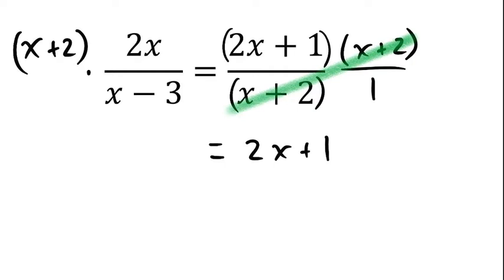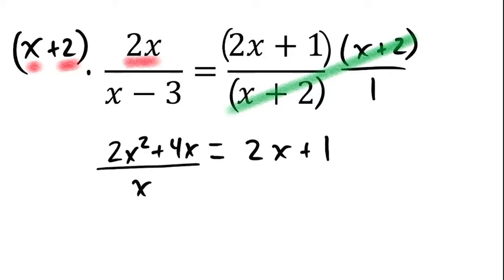Over on the other side, I do have to distribute. I have to distribute this x plus 2 times the 2x, because it's not going to cancel with that denominator. I have to multiply the 2x by both the x and the 2. So if I distribute that 2x, it's going to become 2x squared, and then plus 4x. I'm multiplying both sides by x plus 2. When I do it on this side, nothing canceled with the denominator. So I still have that this is all over x minus 3.